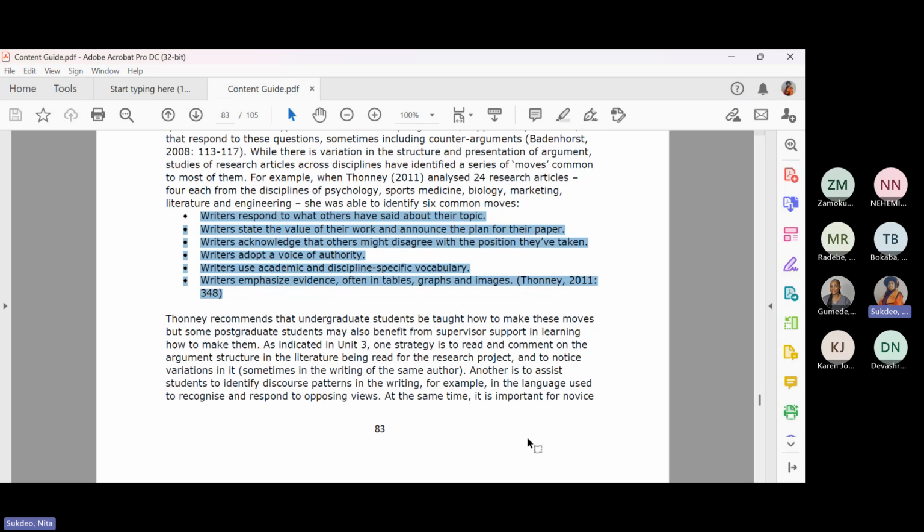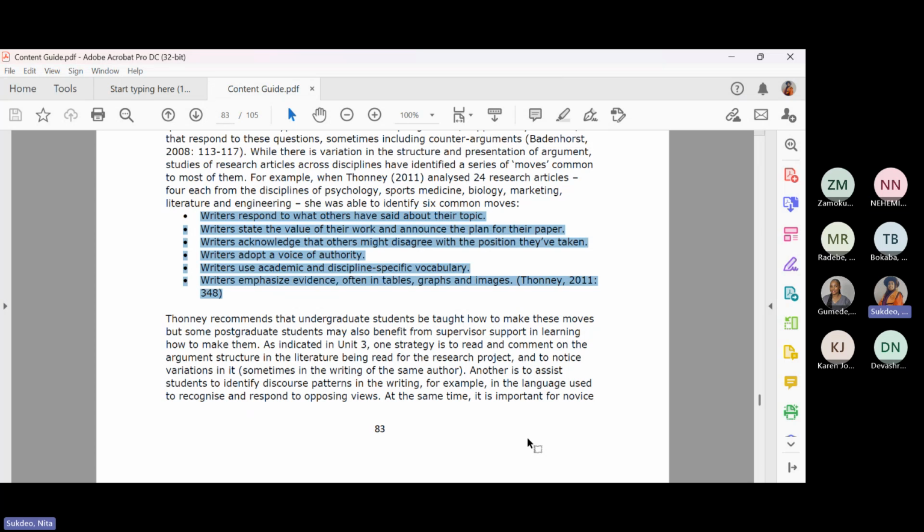What other authors have said. Writers state the value of their work and announce the plan for their paper. So this is where Lindy West said, always have a plan for what you're going to put into every paragraph or even every sentence, because it's what you are putting into that literature, into that project, that's going to essentially add value to the body of knowledge that already exists. So you're not just duplicating what other authors have done, but there must be something a little new that you are bringing.